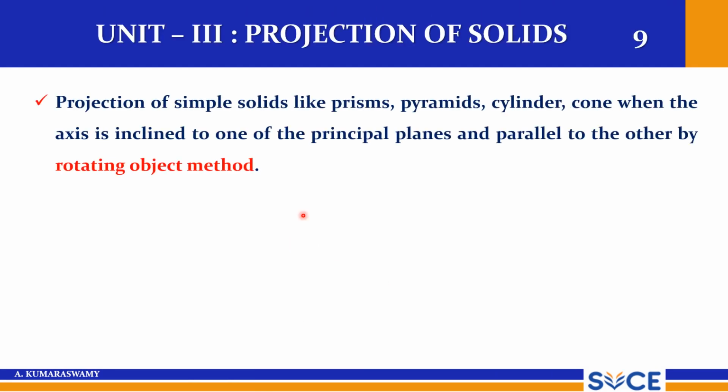So in unit 3, this is the content we have in our syllabus. Projection of simple solids like prisms, pyramids, cylinder, cone, when the axis is inclined to one of the principal planes and parallel to the other, by the rotating object method. So here also it is the rotating object method. The auxiliary plane method is not at all required.